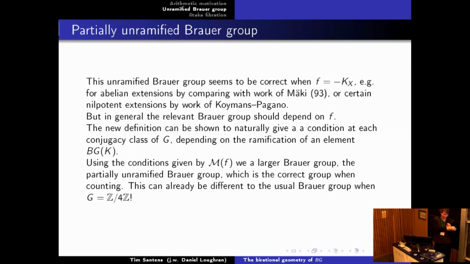And then using only the conditions given by F, so not looking at all extensions but only those for which the inertia lies in F, we get a larger Brauer group, which we call the partial ramified Brauer group. And this seems to be the correct group when counting. And this is important because already for Z/4, the partial ramified Brauer group can be different from the usual Brauer group. So it's a very small group, right?